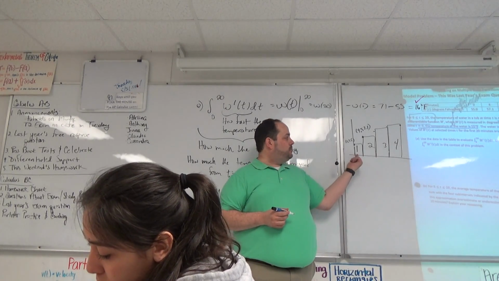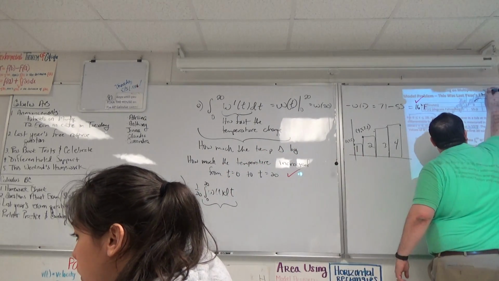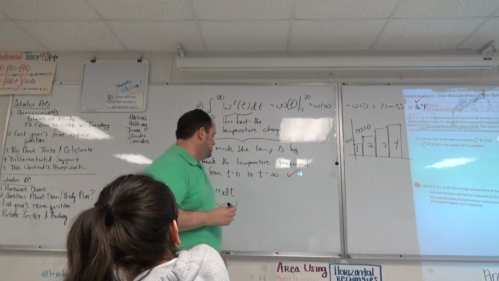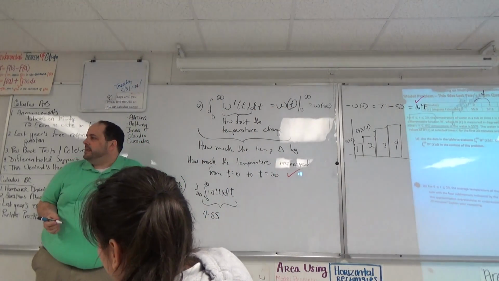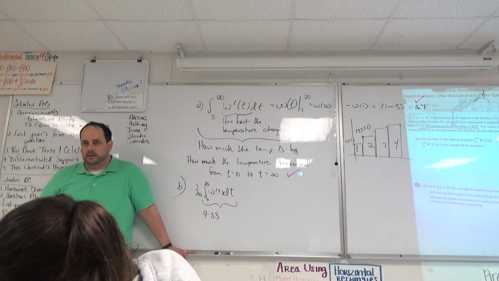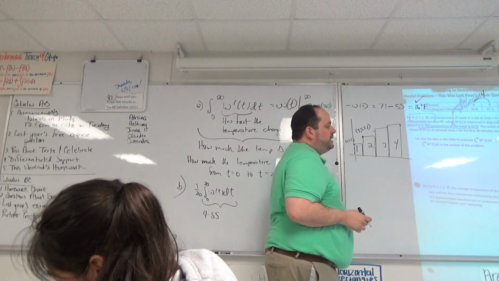How wide from this point over to this point? 4. How tall? 55. It has to be 55 because we're using the left endpoint method. 4 is the width, 55 is the height.